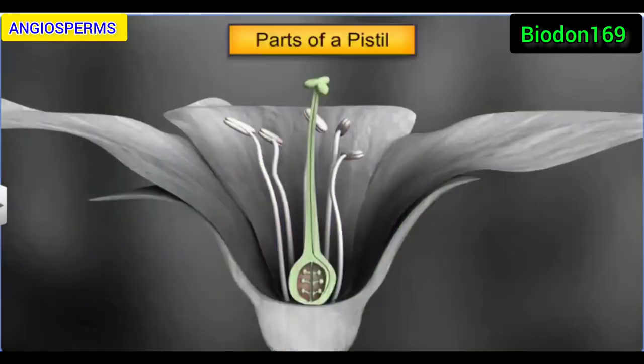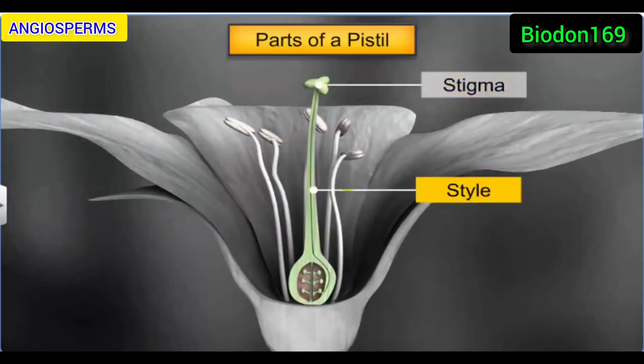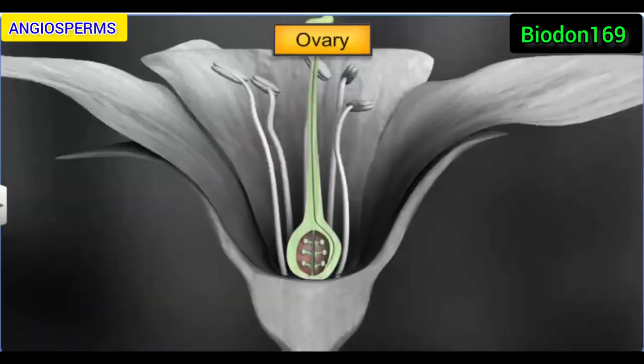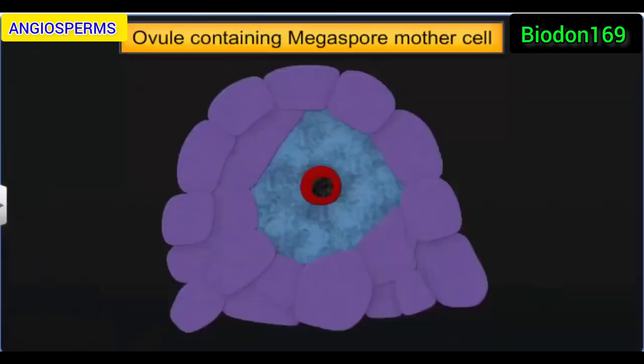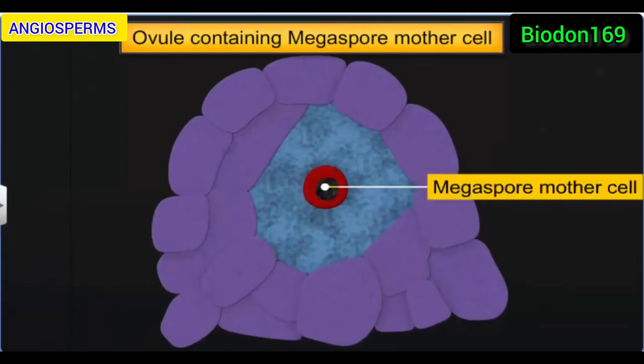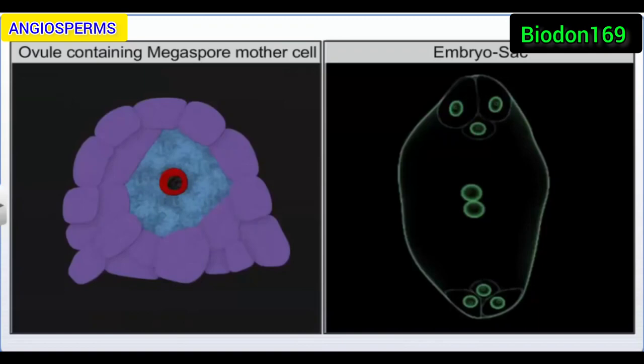On the other hand, the pistil consists of the stigma at the tip, followed by the style in the middle, and an ovary at the base. The ovules, or the megasporangia, are present inside the ovary. These ovules contain the megaspore mother cell, which, following meiosis, develops into the haploid female gametophyte called the embryo sac.